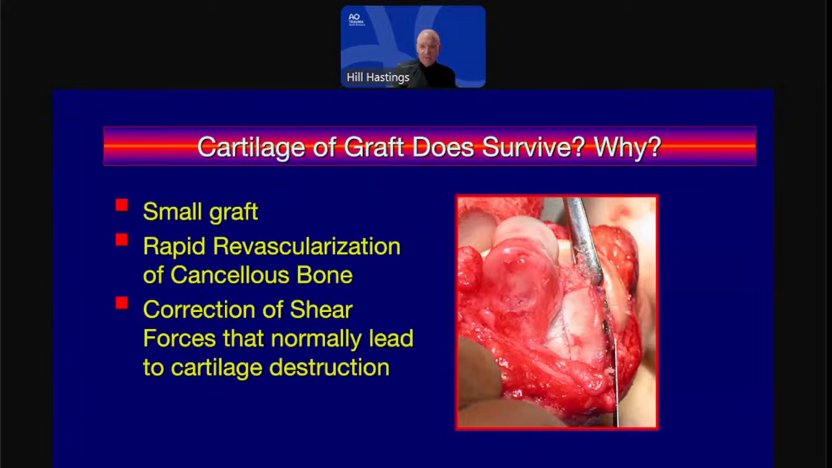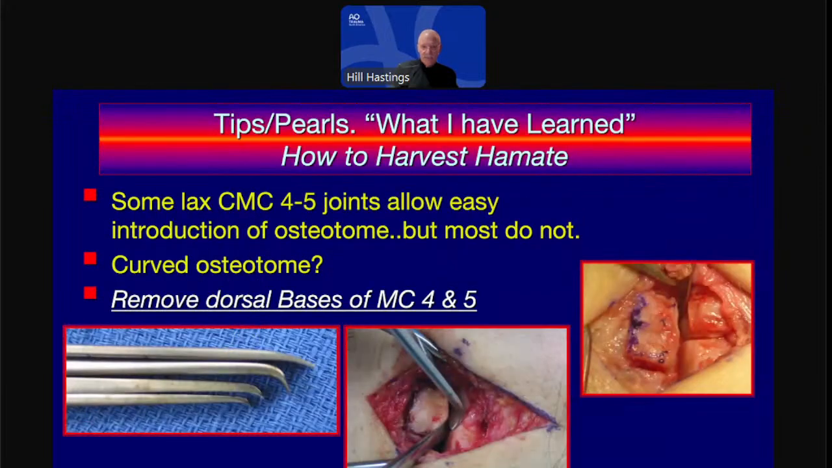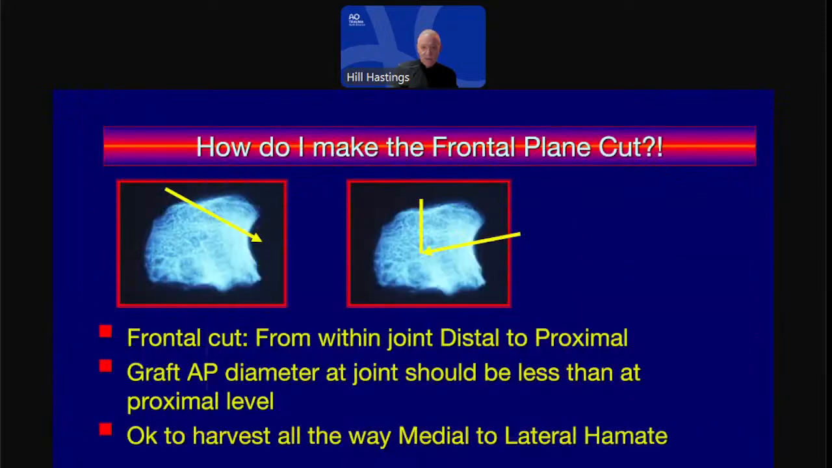It does survive, I think, because it's cancellous and it's sizable. You can fix it, and very importantly, as I'll emphasize later, you need to correct the shear forces that lead to cartilage disruption. Early on, my attempts to make this coronal cut were through osteotomes, like these curved osteotomes, but it's so much easier just to remove the dorsal base of 4 and 5. It doesn't articulate anyway. It doesn't create any stability changes.